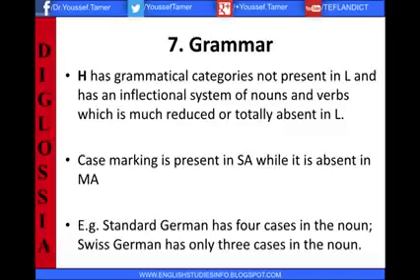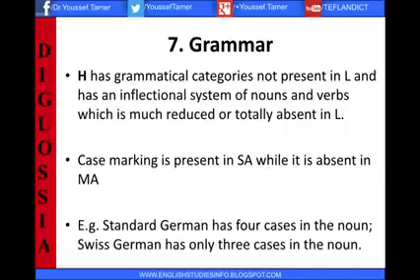So case marking is omnipresent in Standard Arabic, while it is almost absent, I would say, in Moroccan Arabic. We don't have fatha, jarra, damma, kasra. No. We have only sukun, maybe, on most of the words. So H has grammatical categories not present in the low variety, and has an inflectional system.